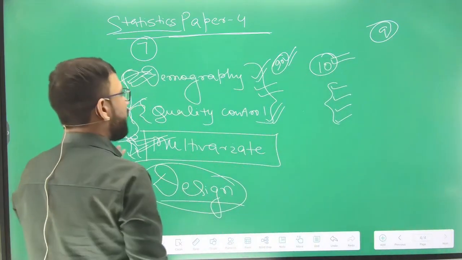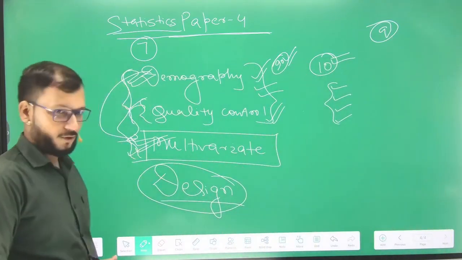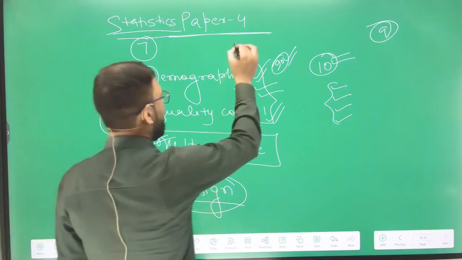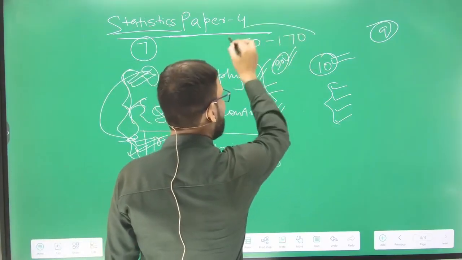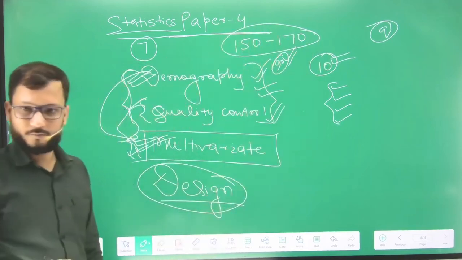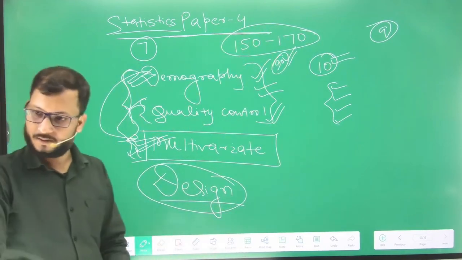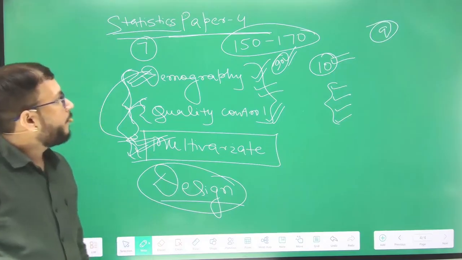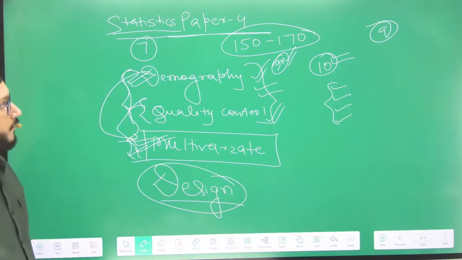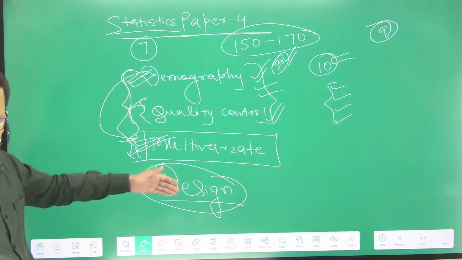So it is about paper 4. In paper 4, your target should be 150 to 170, which is possible to achieve. Even 180 is possible to achieve. It can be possible. Got the point? Now, this is 150 and the entire thing will be in such a manner.